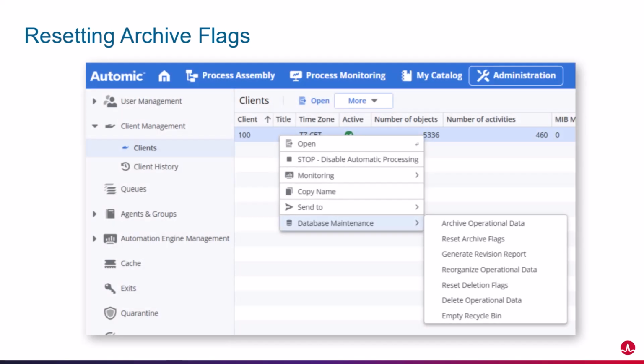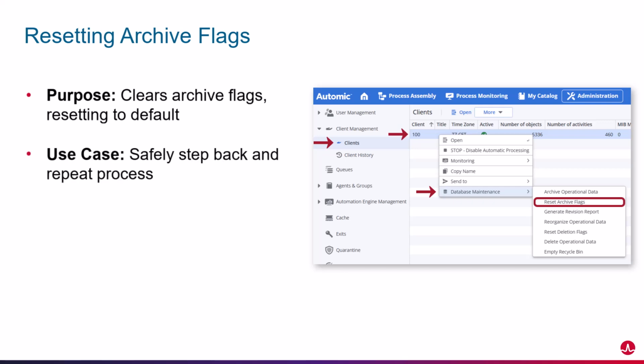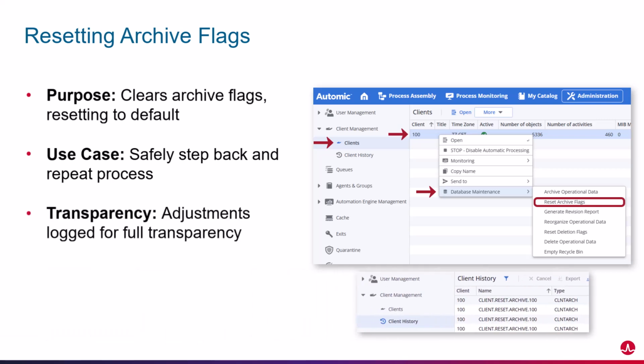If you ever encounter an issue or simply need to make an adjustment, the Reset Archive Flags option lets you safely step back. This operation clears the archive flags from your records, resetting them to their default values so you can safely repeat the archiving process. You maintain complete control, with every single adjustment securely logged in your history for full transparency.